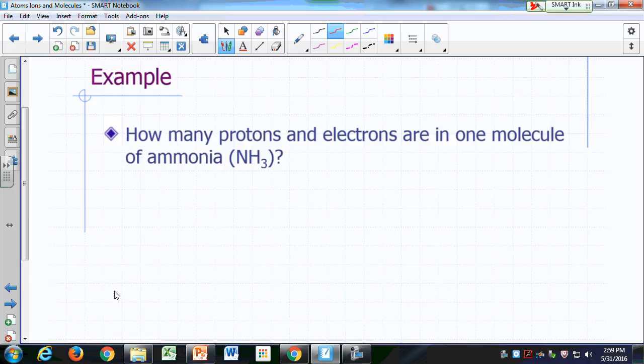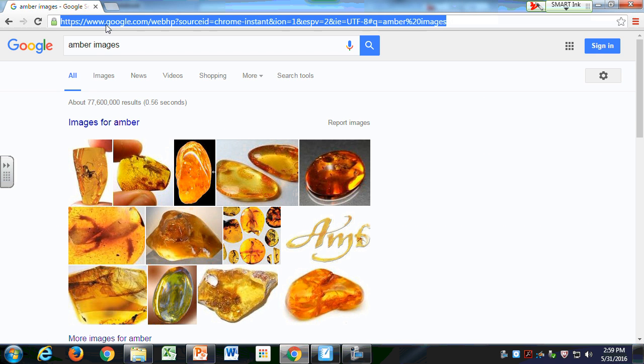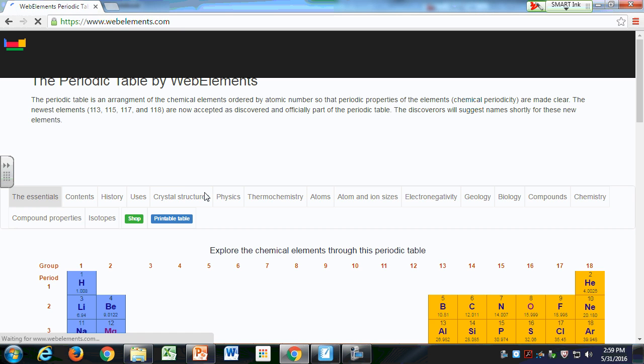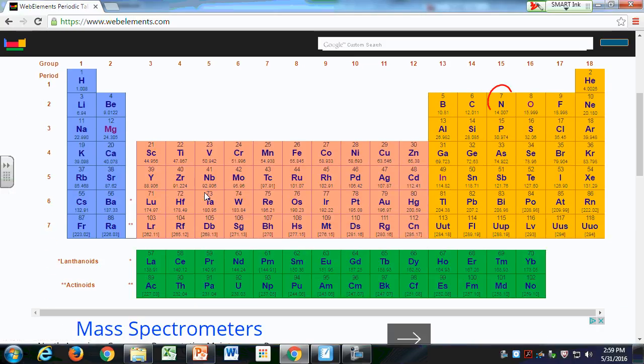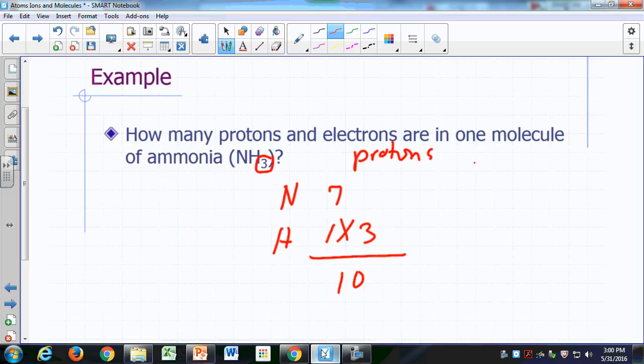Well, you have to refer to your periodic table. Okay, where is, let's see, periodic table. Let's go back to webelements.com. Nitrogen is atomic number 7. Hydrogen is atomic number 1. So nitrogen has 7 protons, right? And hydrogen has how many protons? 1 each, but there's 3 of them for a total of 10 protons. How many electrons? Why 10? It's neutral. Same number of protons and electrons.